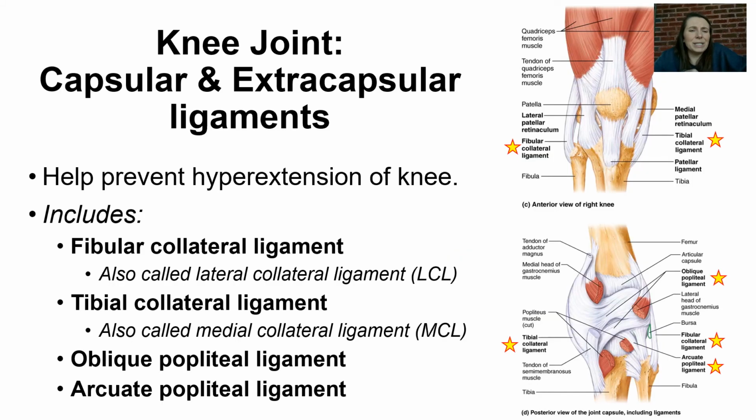So in terms of the capsular and extracapsular ligaments of the knee joint, these are going to help prevent hyperextension of the knee and are going to include the LCL, MCL, and then on the back of the knee, we have 2 other ligaments, and these ones are called the arcuate popliteal ligament and the oblique popliteal ligament. So those are located on the back side of the knee. And I already mentioned the LCL, or the fibular collateral ligament, and the tibial collateral ligament, which is also called the MCL.